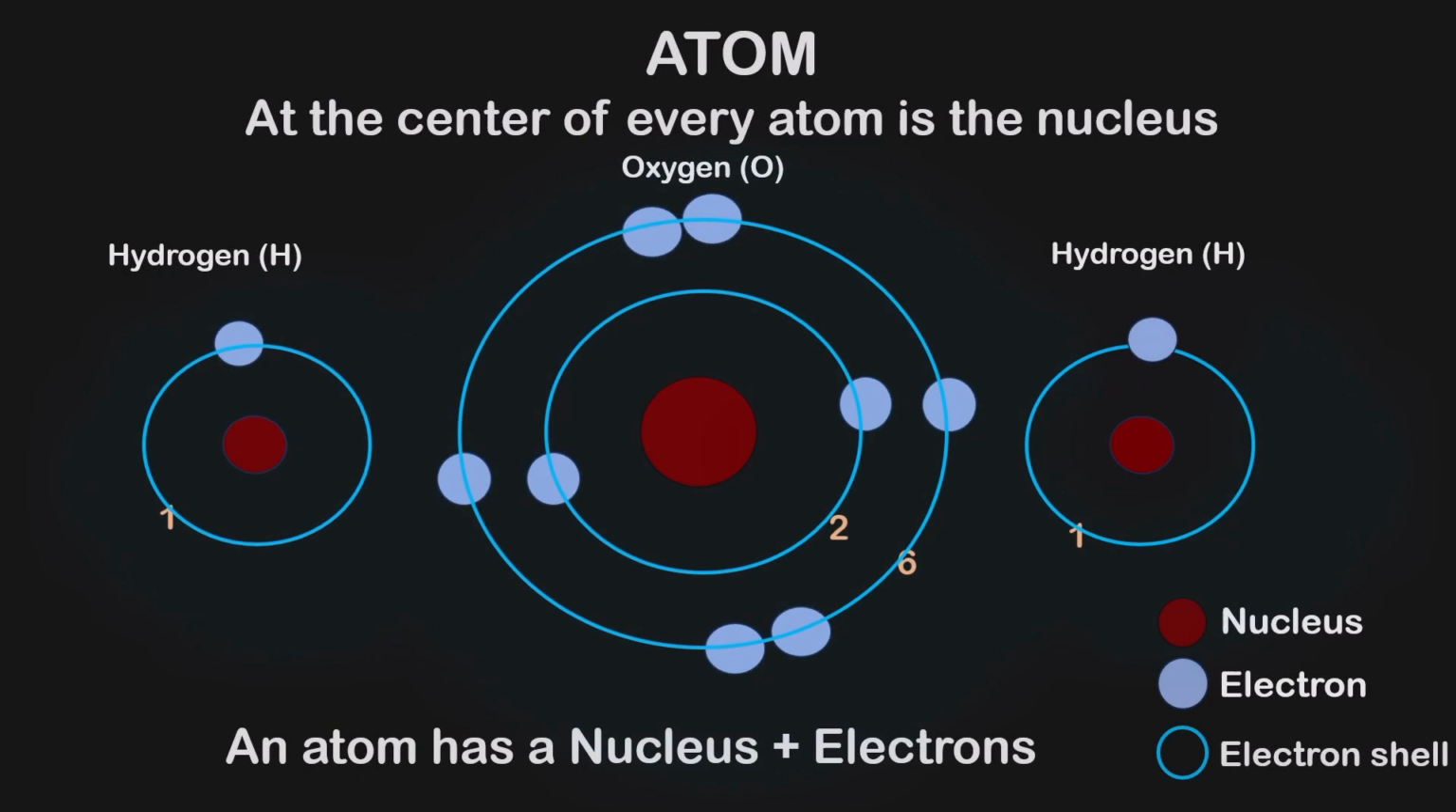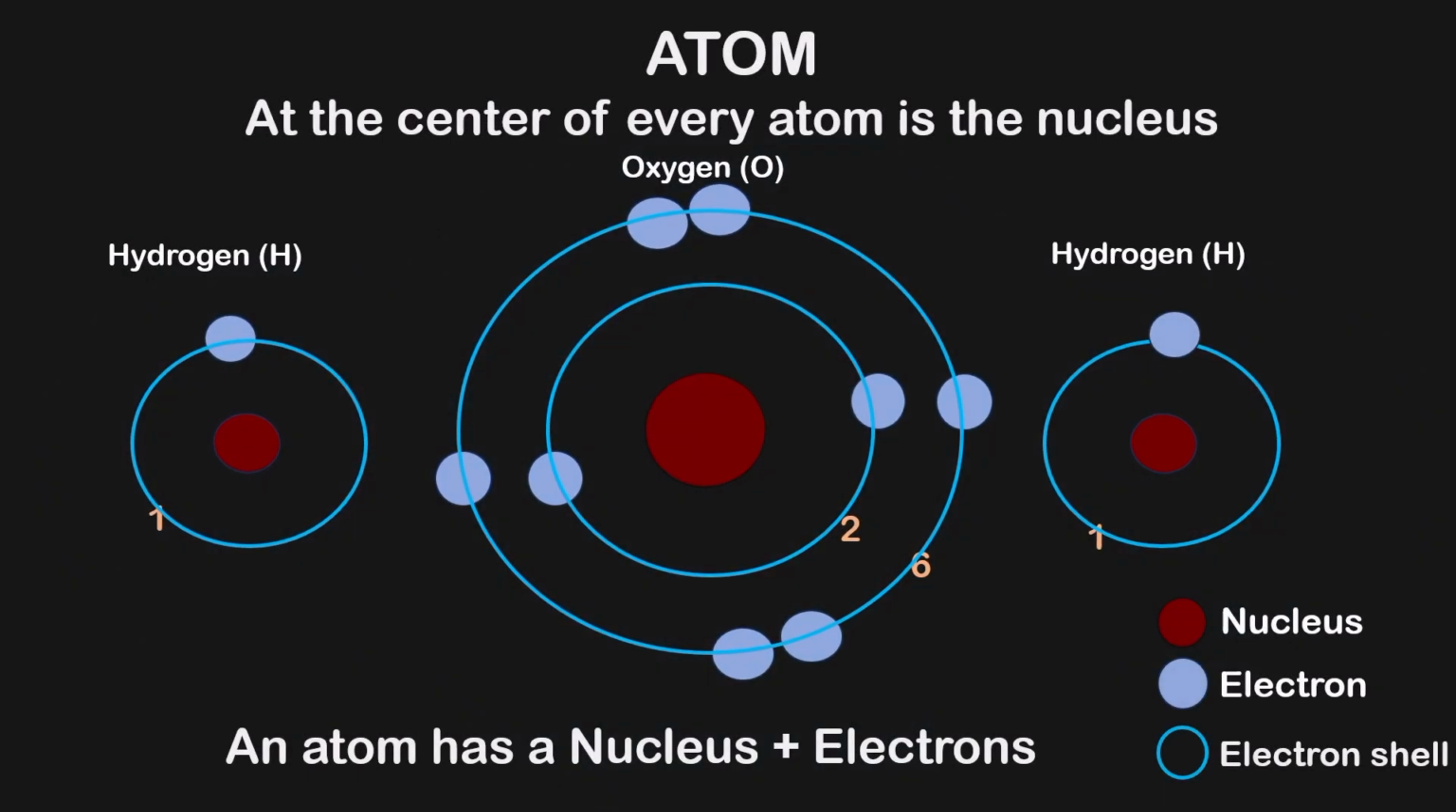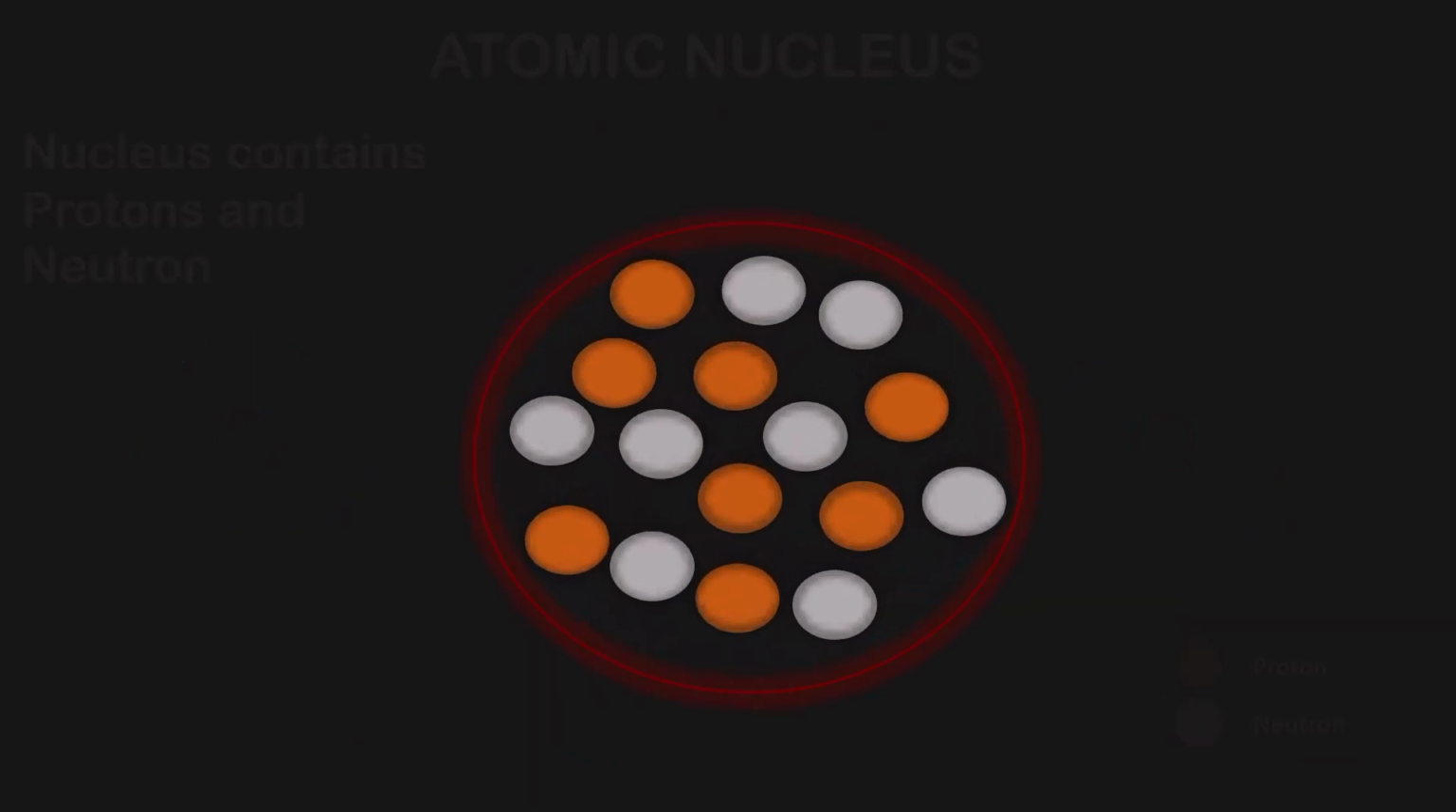Molecules themselves are made of atoms. An atom is the smallest unit of an element that still retains the properties of that element. Inside every atom is a central region called the nucleus, surrounded by electrons moving in shells around it.